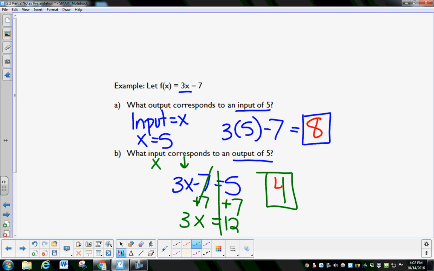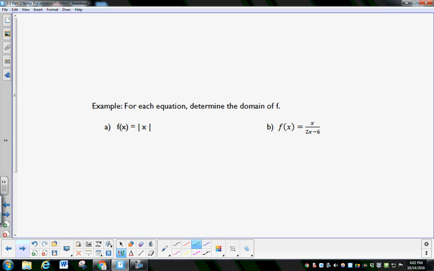All right, we're going to move on to some domain questions now. These ones say, for each equation, determine the domain of f. Now, if you remember, we had some equations like this before. We learned that when we're looking for the domain, the question you're asking yourself, and I want you to write this down, is: what can x equal? What are all the things x could be? And you want to think, is there anything I can't plug in for x?